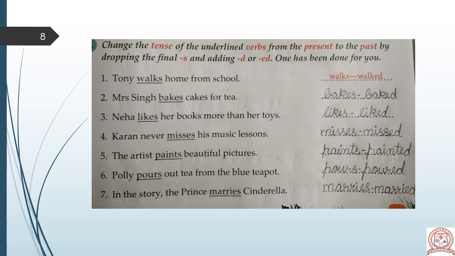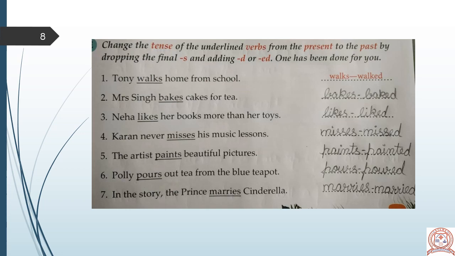Now let's start with our exercise, page number 35. Change the sentence of the underlined verbs from the present to the past by dropping the final S and adding D or ED. Now we have to remove S and we have to add D or ED to the word. Tony walks home from school. Walks, walks. We will remove S and we will add ED. So it will become walked.